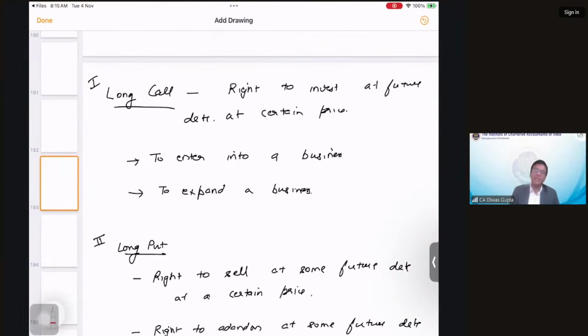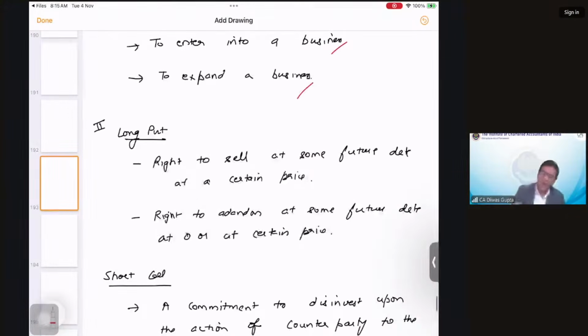Now, long call means there is a right to invest at a future date at a certain price to enter into a business, to expand a business. That is called a long call. That means right to invest. Long put means right to sell at some future date at a certain price. That means right to abandon or right to disinvest at zero or at a certain price in future.